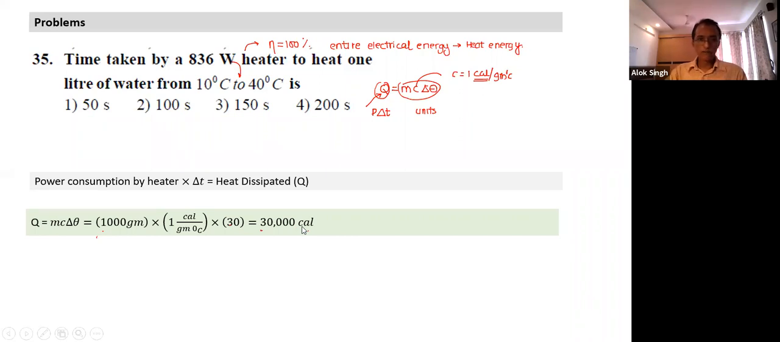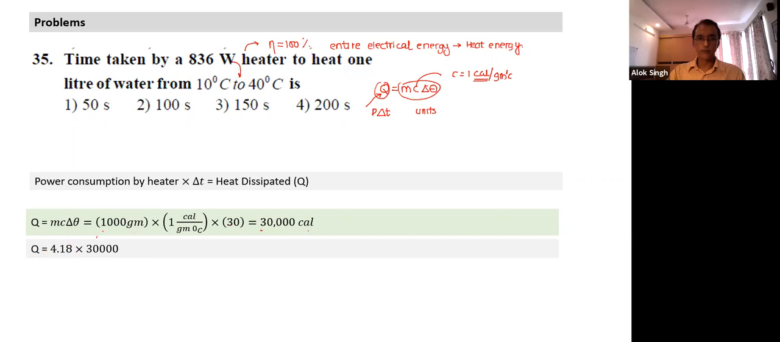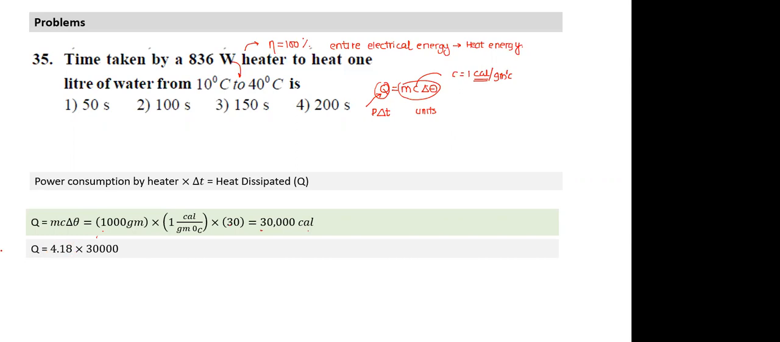But this is in calories. I convert into joules by multiplying by 4.18. Sometimes we take either 4.18 or 4.2. Why have I taken 4.18 and not 4.2? Because this number also looks divisible. So as I have taken 4.18, Q is equal to 4.18 times 30,000.